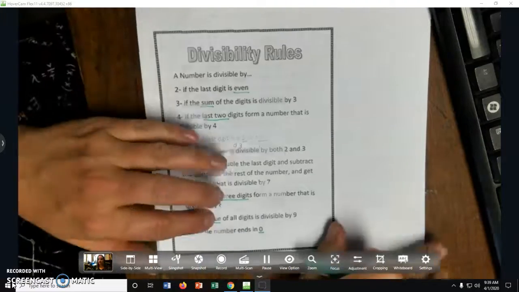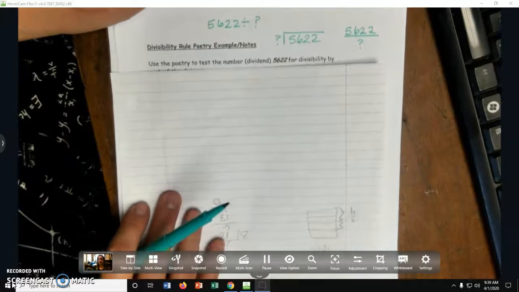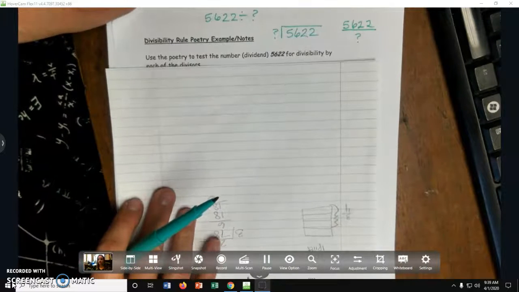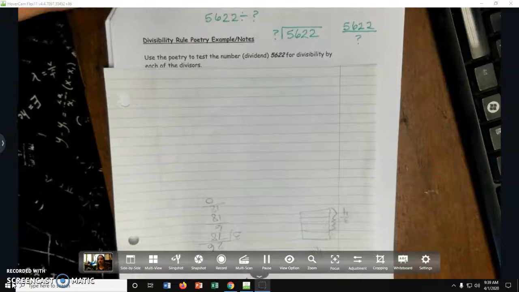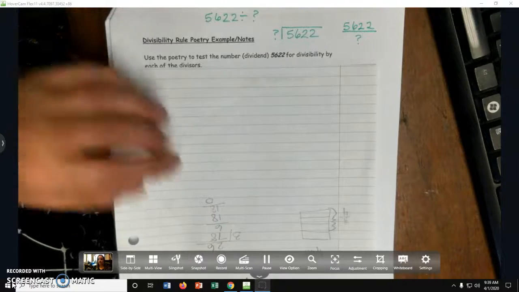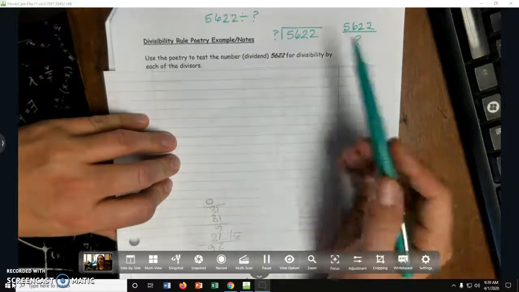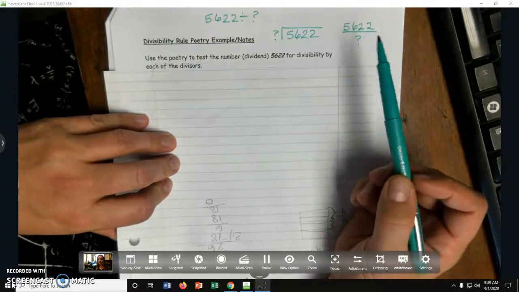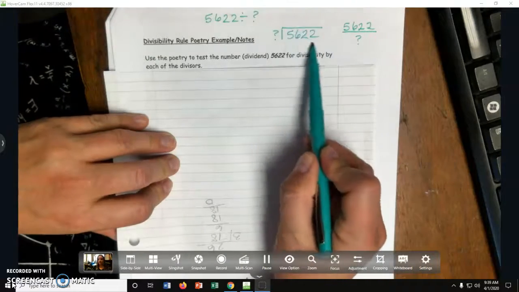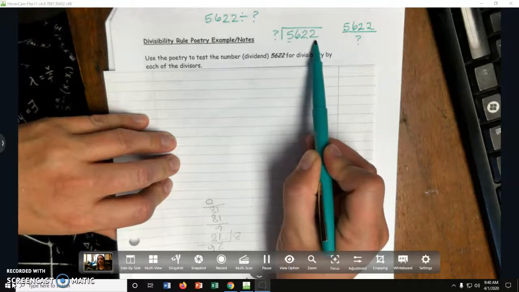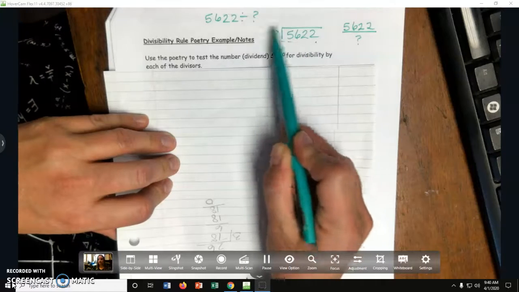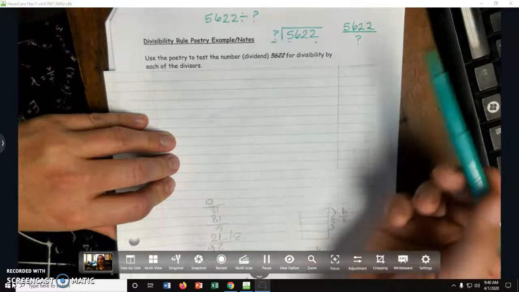Okay? So let's go ahead and flip over a couple pages. I started this on another video and I messed up, so I had to start over, so I apologize. So we are looking at divisibility rules, and we're looking for the number 5,622. We want to know if that dividend is divisible by each of our divisors. So here I showed you what we're really looking at, so you don't forget. We're looking at 5,622 as our dividend, and we want to know if it's divisible by each of these divisors that we have on our paper.